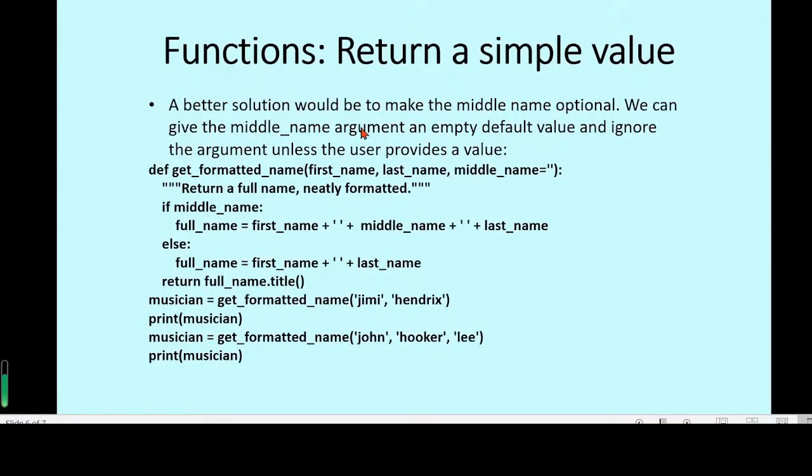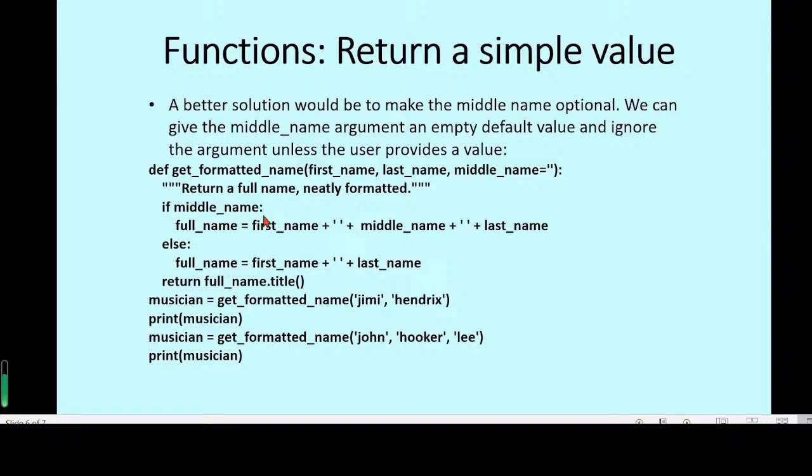The better solution would be to make the middle name optional. So we can give the middle name argument an empty default value and ignore the argument unless the user provides a value. This is a better definition of this function. Inside the parentheses, we write first name, last name, then middle name last, with a default value of an empty string. Then inside the function, we use an if-else test.